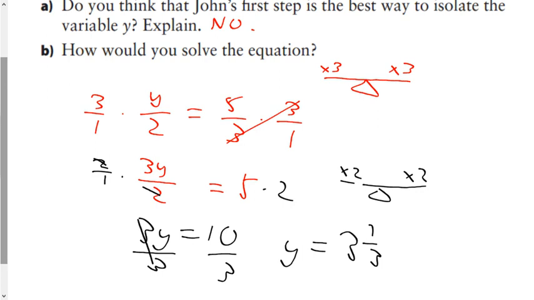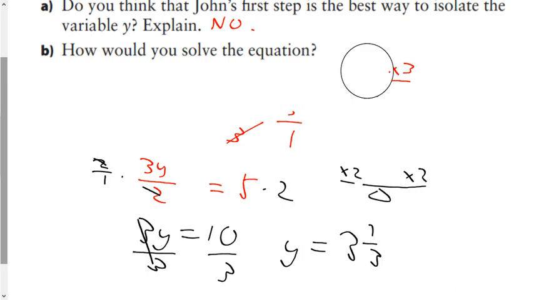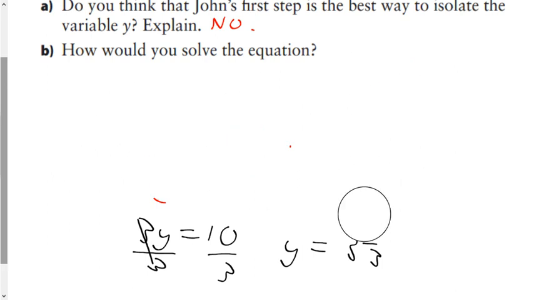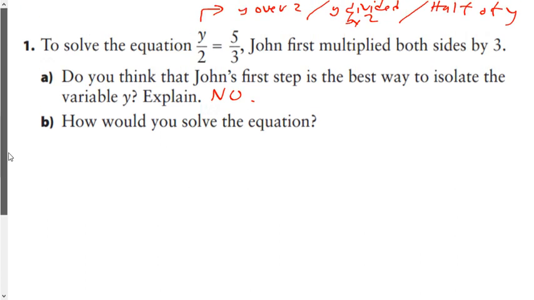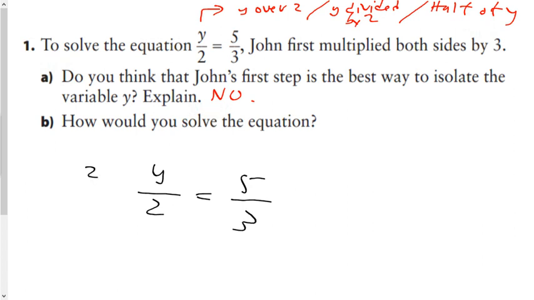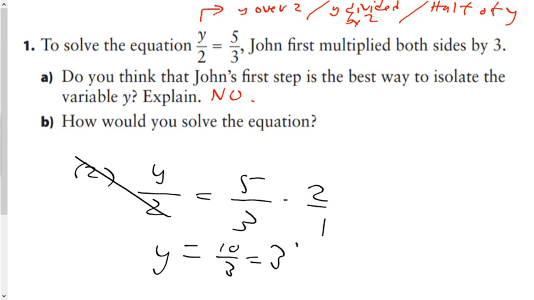However, if John wasn't such a banana head, John would have realized that multiplying both sides by 3 was not a great idea. John could have made his life incredibly easy if he simply multiplied both sides by 2. By multiplying this side by 2, you've already isolated the variable y, and you end up with 10 over 3, which is equal to 3 1/3. You did it in one step instead of 2 steps. Instead of 3 steps, actually.